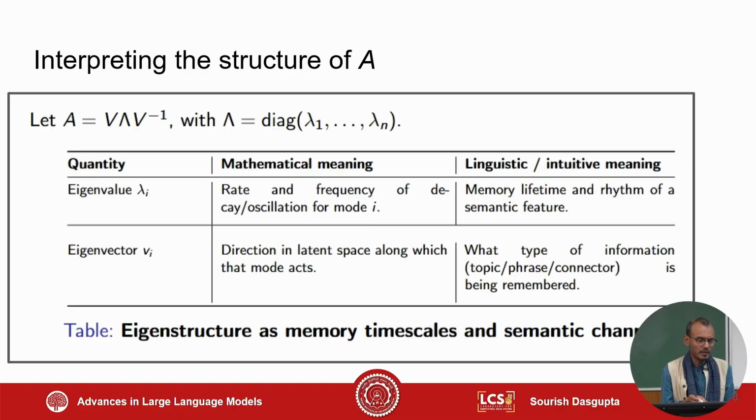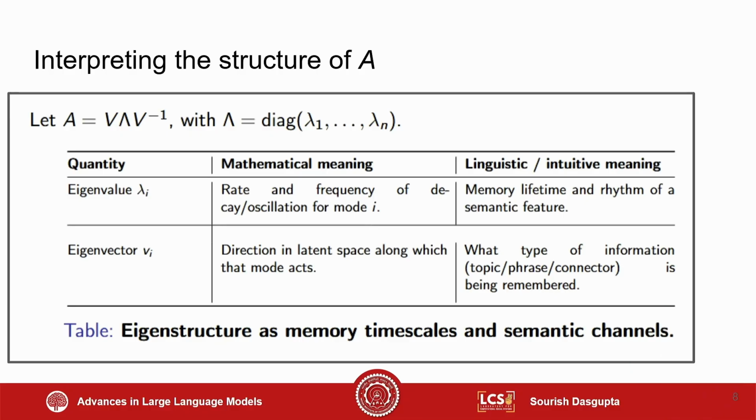And also we discussed last time how to interpret the structure of A. So if we assume that A is diagonalizable, right, then we can eigen decompose A into V, which is the eigen matrix, the diagonal matrix lambda, and V inverse.